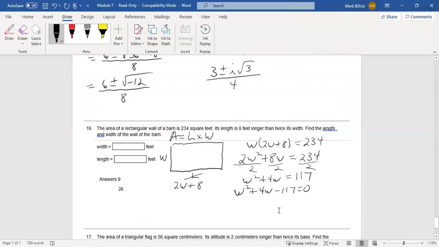Okay, so now we can use the shortcut. Remember, you can use the shortcut in order to factor when your leading coefficient is 1. So here we have W squared plus 4W minus 117. So we're looking for the factors of negative 117 that add to a 4.